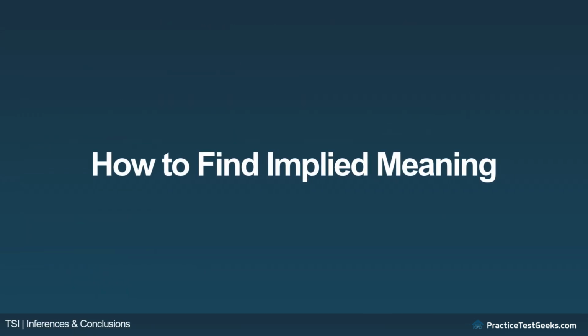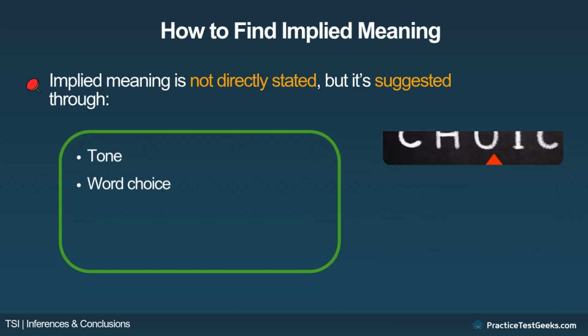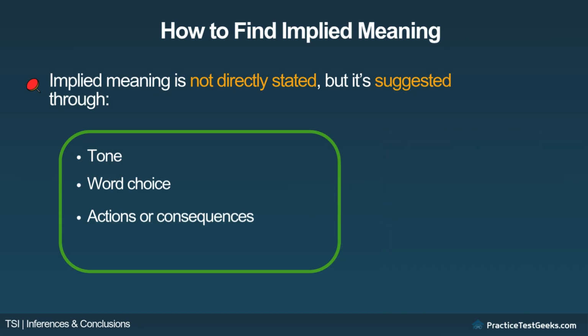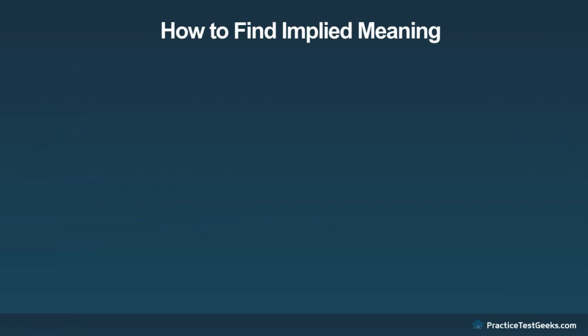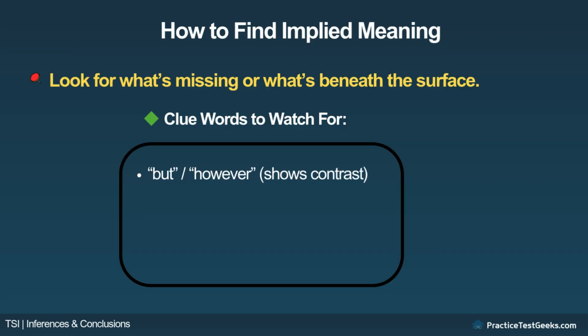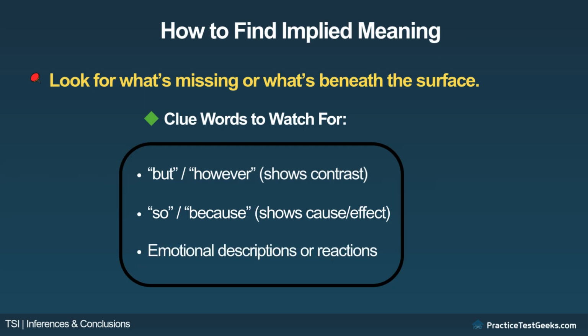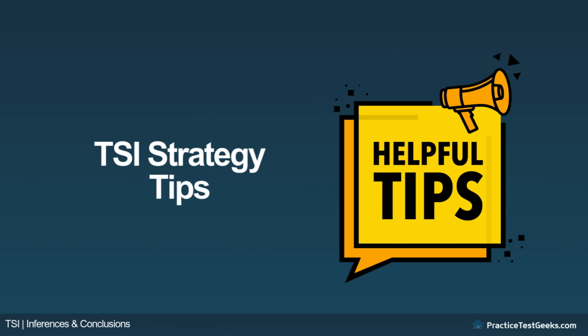Let's continue with Part 3, how to find implied meaning. Implied meaning is not directly stated, but it's suggested through tone, word choice, actions or consequences, context clues. Look for what's missing or what's beneath the surface. Clue words to watch for. But, however, shows contrast. So, because, shows cause-effect. Emotional descriptions or reactions.